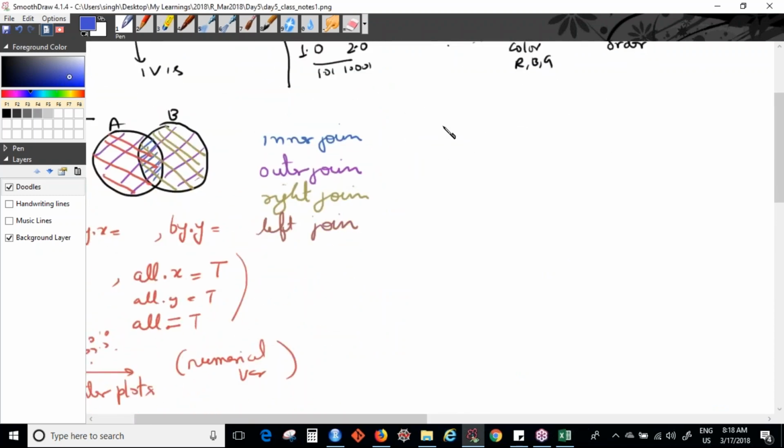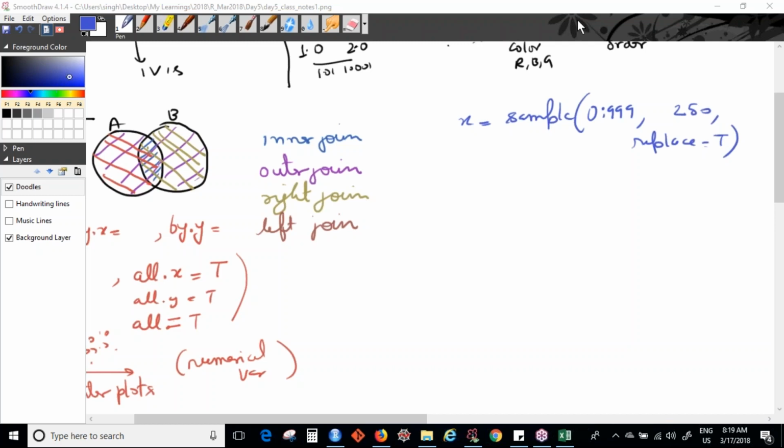So what is the first line doing? x is equal to sample 0 to 999, 250, replace equal to TRUE. Okay, now what does this mean?